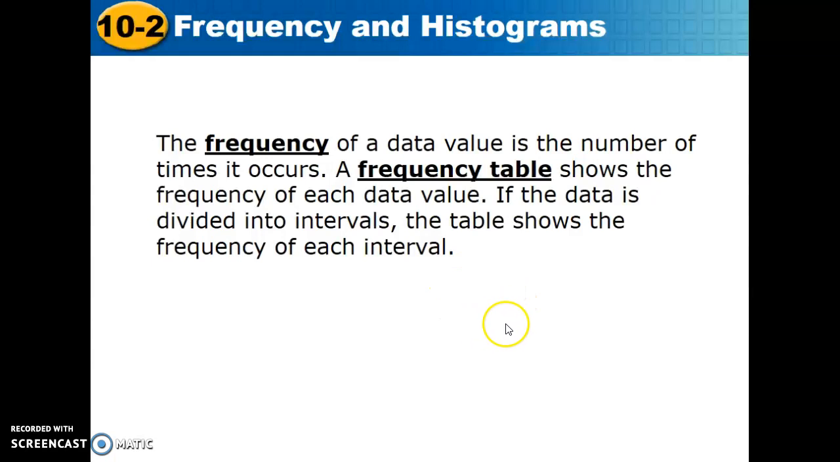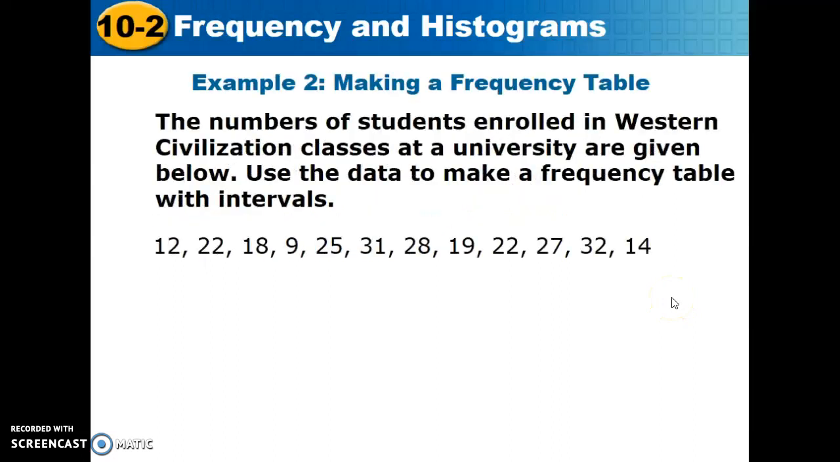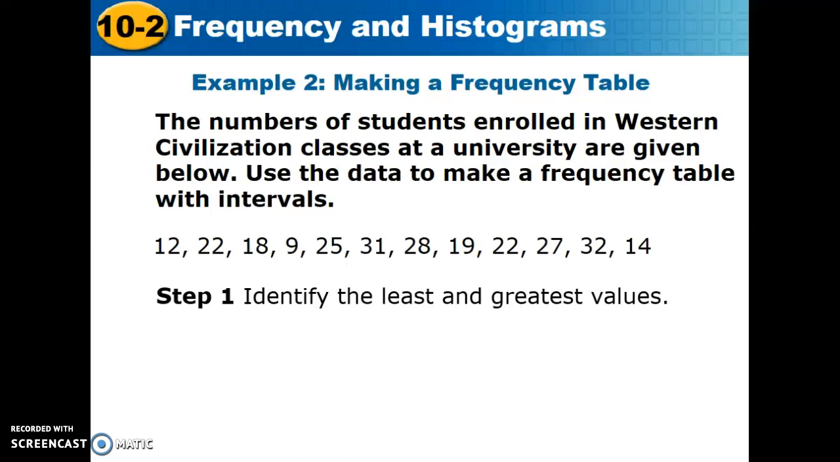Frequency and histograms. The frequency of a data value is the number of times it occurs. How frequently does something occur? A frequency table shows the frequency of each data value. If the data is divided into intervals, the table shows the frequency of each interval. In example 2, the number of students enrolled in Western civilization classes at the university are given below. Use the data to make a frequency table with intervals.